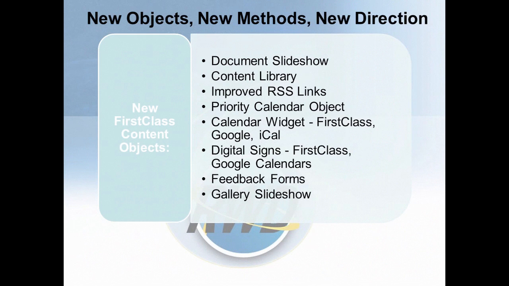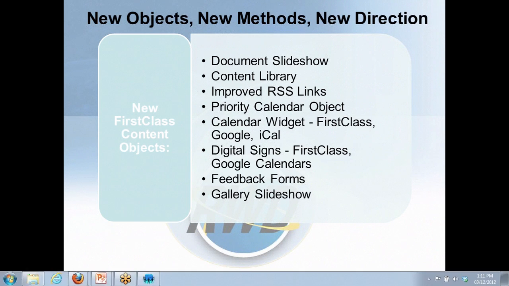And you'll see some really important improvements. I'm going to look at these very quickly. The listing here is the document slideshow, a content library. We've improved the RSS link. The priority calendar object, which some of you are already using, was sort of a 5.5 object, but I thought I'd mention it for those who haven't seen it. The calendar widget, which is going to blow your mind. Digital signs, which I think are important. Feedback forms, and the gallery slideshow. I'm going to show you these sequentially as we go through.